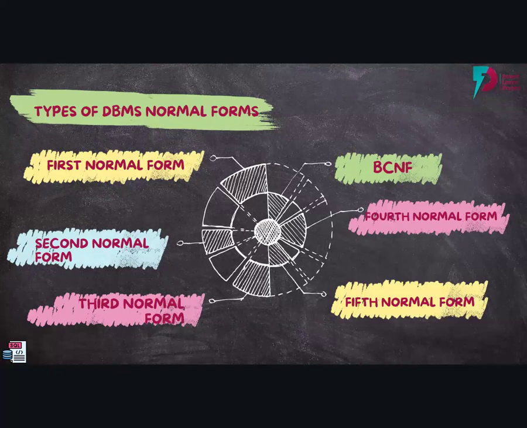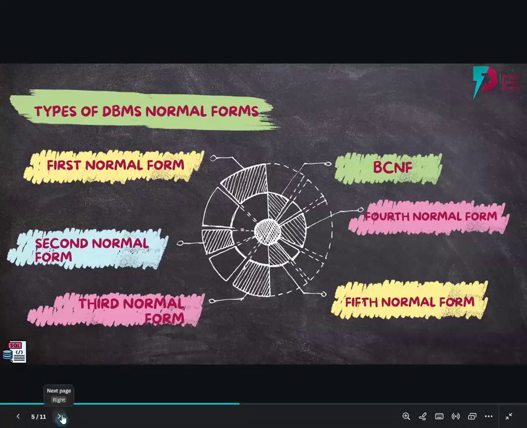You also have the Boyce-Codd normal form, BCNF. This is a more strict version of 3NF that addresses additional anomalies. At this normalization level, every determinant is a candidate key. Fourth normal form builds on BCNF by dealing with multi-valued dependency, meaning complex relationships. And then we have the fifth normal form, which is used to manage complex join dependencies.